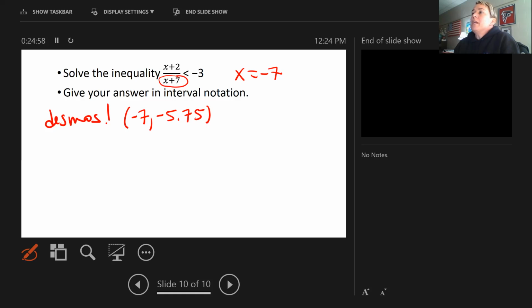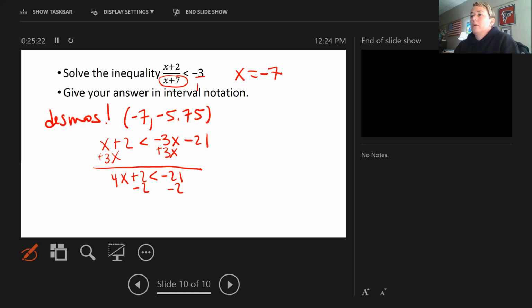But then to solve it, we can cross multiply. And that's going to give me x plus 2 is less than negative 3x minus 21. I'm going to get my x's together. And remember, I like my variable to be on the left when I have an inequality. That gives me 4x plus 2 is less than negative 21. I'm going to subtract 2, and I'm going to get 4x is less than negative 23 and divide by 4.